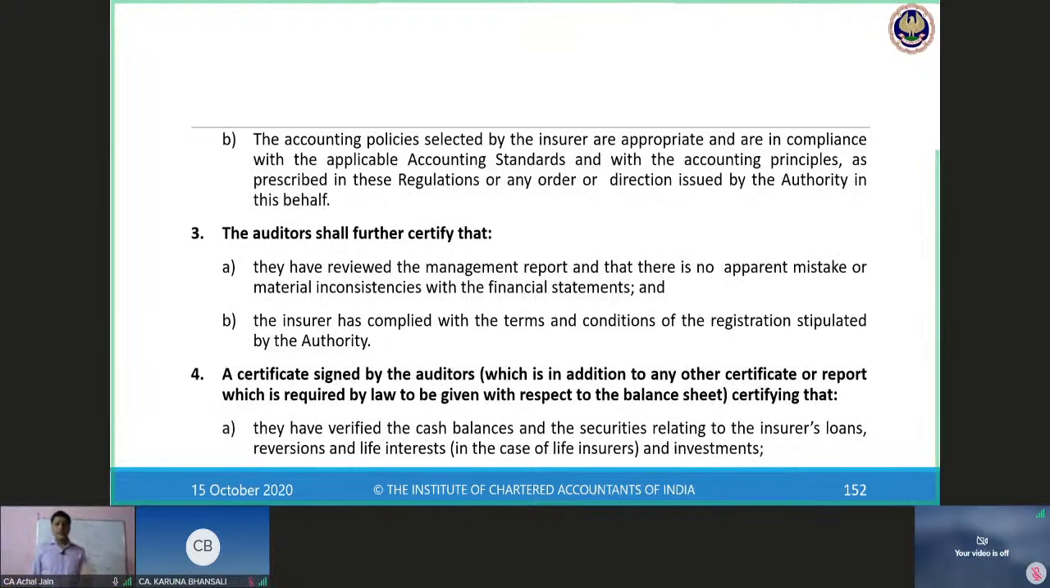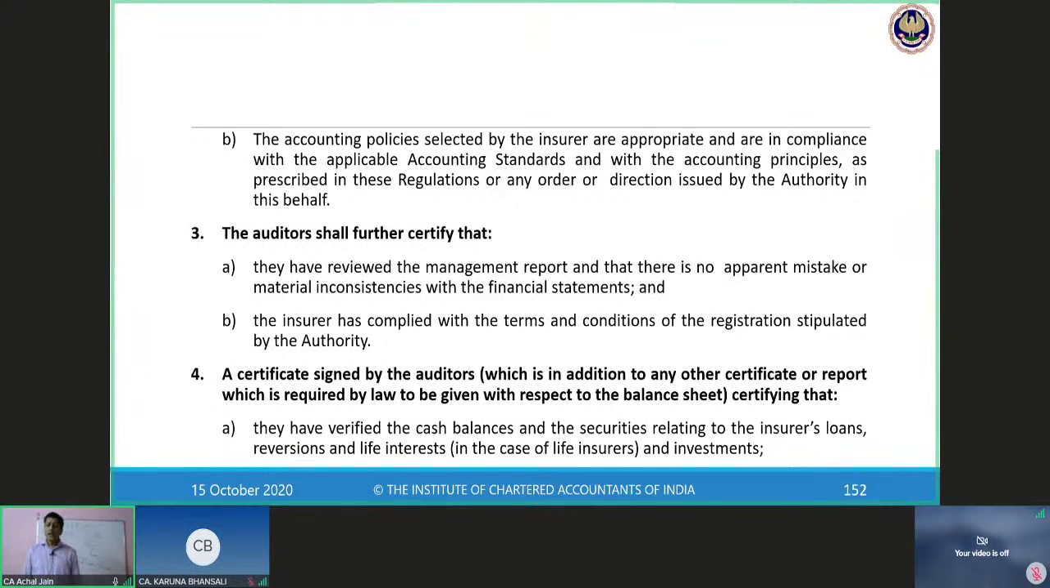The auditor shall further certify that, within the report, they have reviewed the management report. You remember the management report, the clauses, all of those points, and that there is no apparent mistake or material inconsistencies in that report with the financial statements. So it's similar to reporting on other information that we saw in case of a company in the main report. And that the insurer has complied with the terms and conditions of the registration stipulated by the authority.